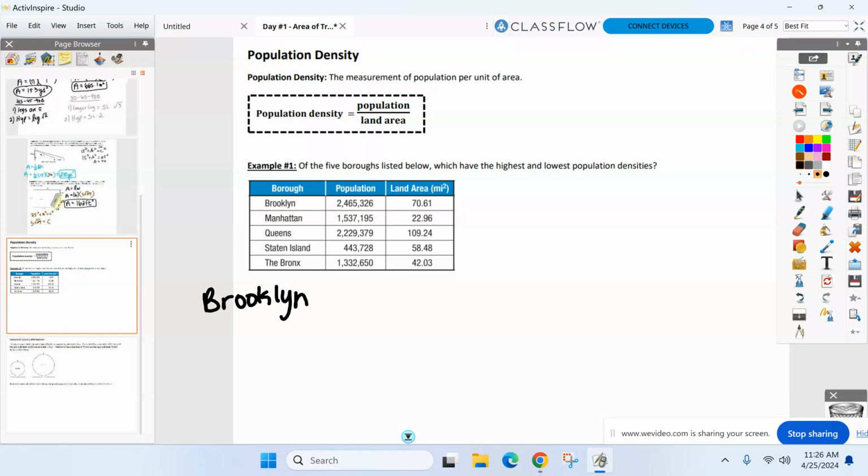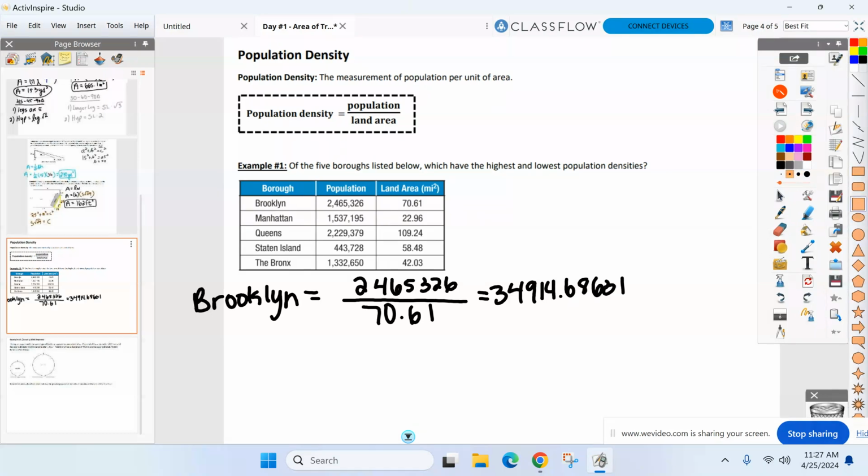So population density of Brooklyn. I take its population, which is about 2.4 million people, and divide it by the area of Brooklyn, which is 70.61 square miles. Divide those two. I get 34,914, and I'm going to put the decimals too because I don't know how close some of these densities are going to be. That's great that you find it, but you're in honors math, and I want you to understand what it means. So everyone got about 35,000, right?